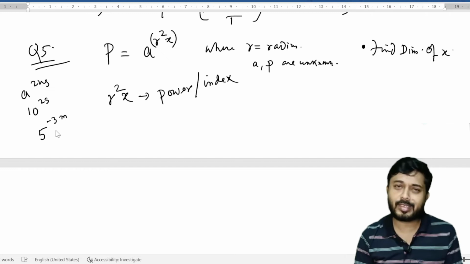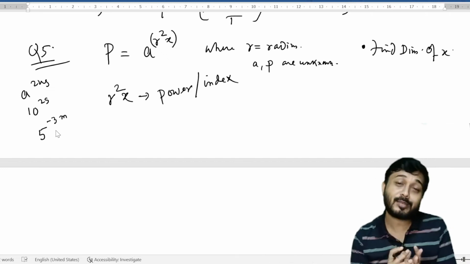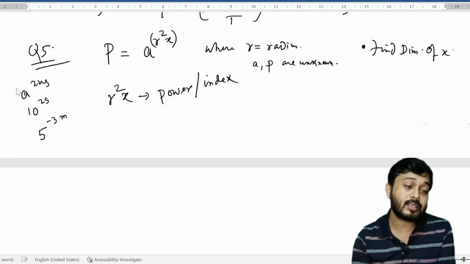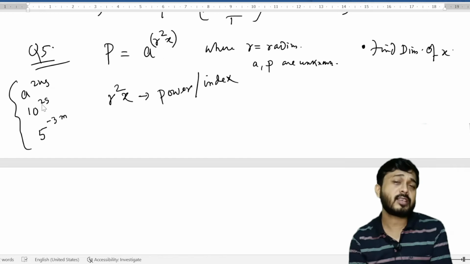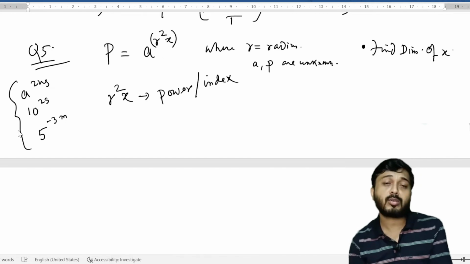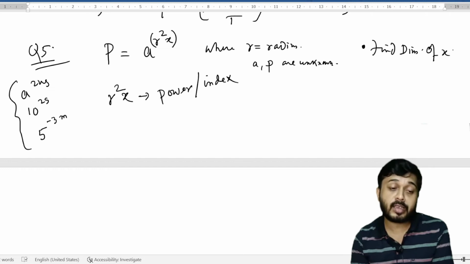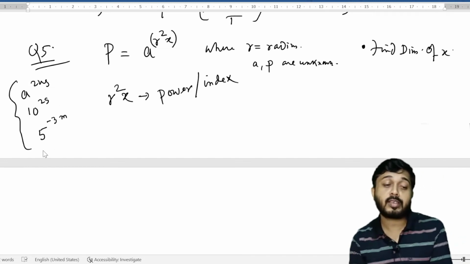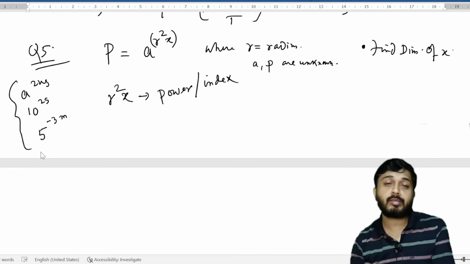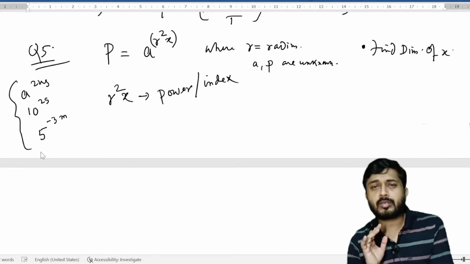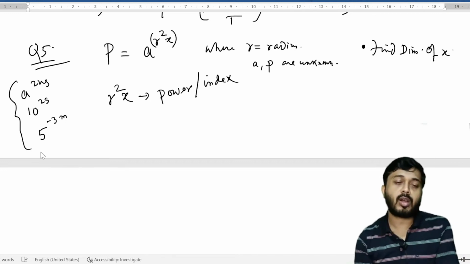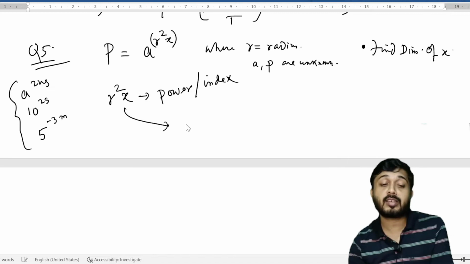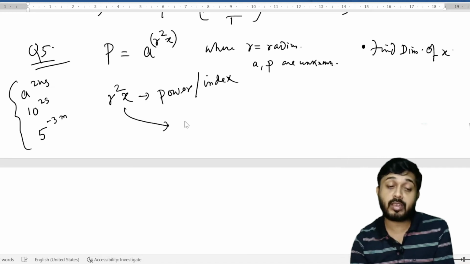Have you ever heard this kind of thing? These just make no sense. No such things can be out there, because a power is always a dimensionless thing. A power can have no dimensions, no units like kg, second or meter. You will never ever come across things like that. The power is always a dimensionless and unitless quantity. Keep it in mind. So r square x is necessarily dimensionless, being a power or index of a.